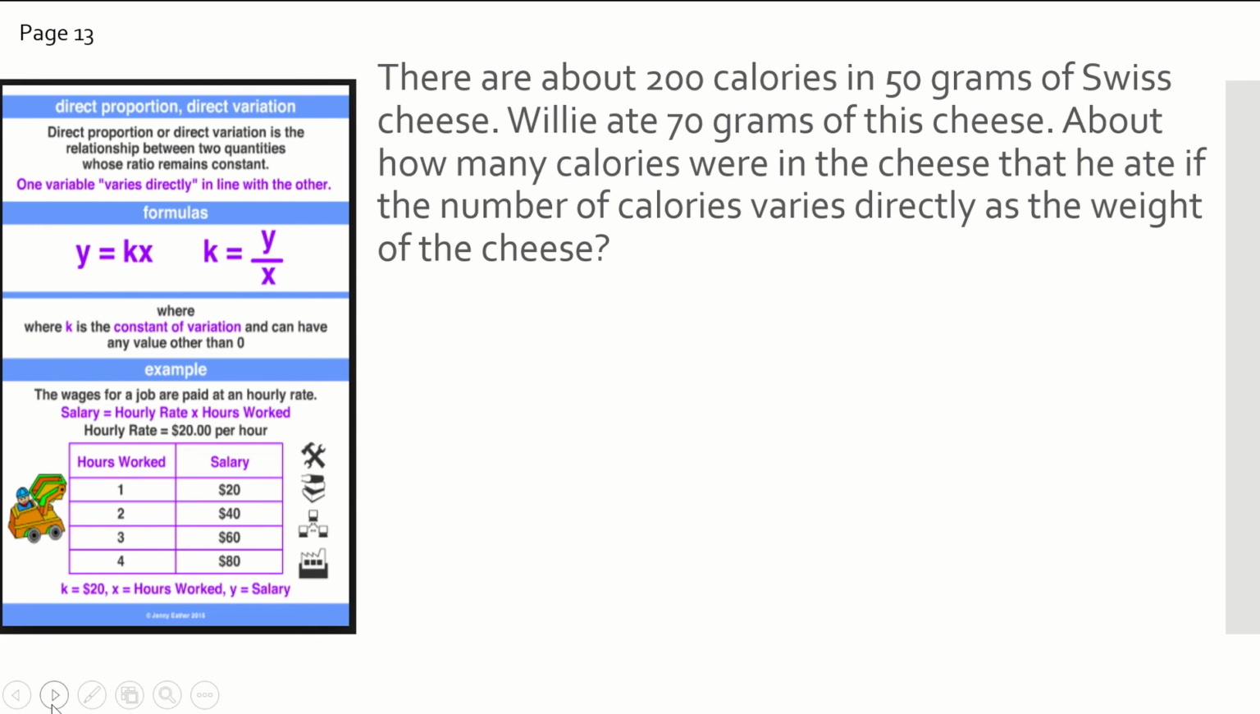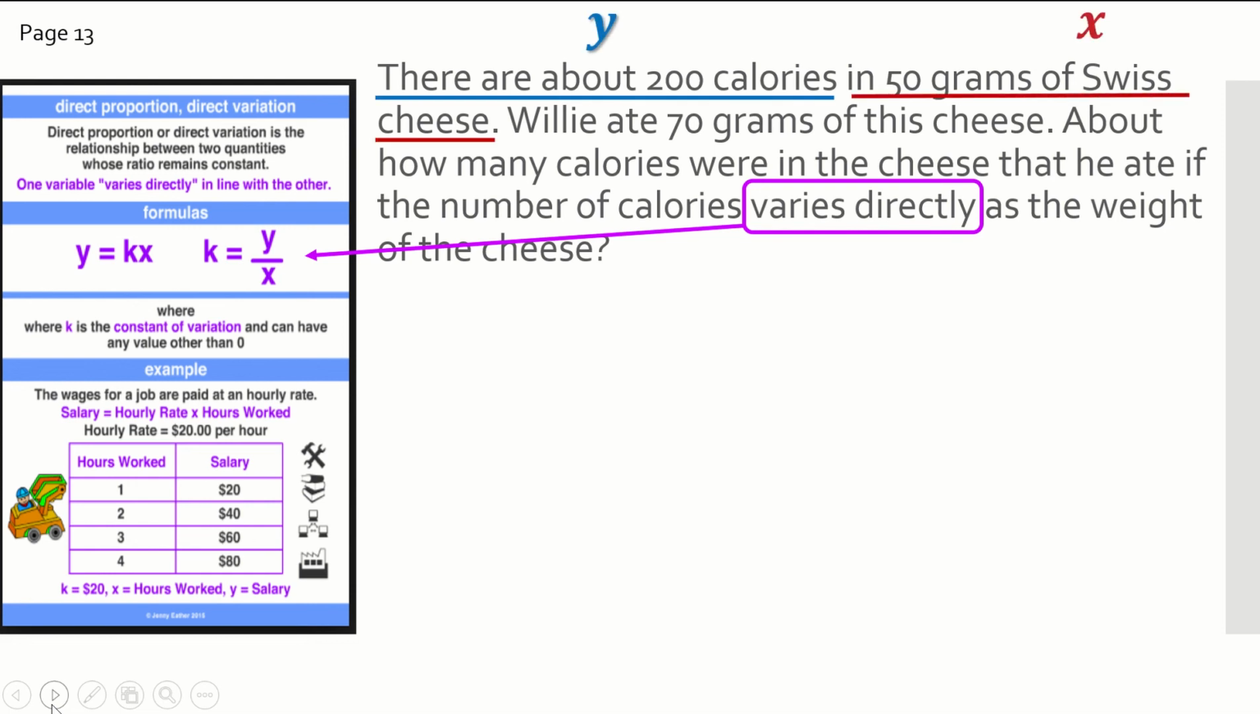Here's a second situation. There are about 200 calories in 50 grams of Swiss cheese. Willie ate 70 grams of this cheese. About how many calories were in the cheese that he ate if the number of calories varies directly as the weight of the cheese? So as the weight of the cheese changes, what are the calories doing? If we used a little common sense, if you eat more cheese, you're probably going to intake more calories. But let's see. Once again, when we read the words varies directly, we can go ahead and set up the direct variation formula.